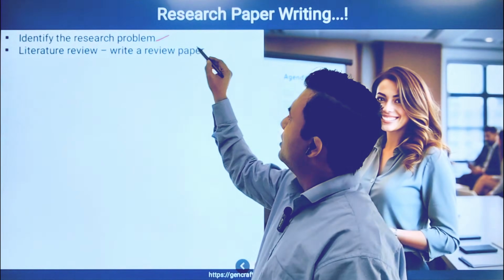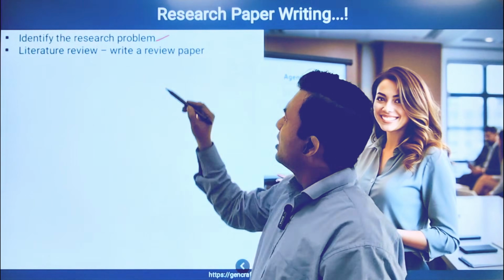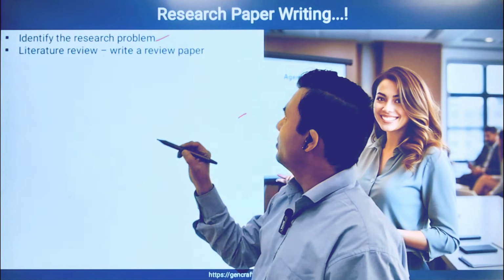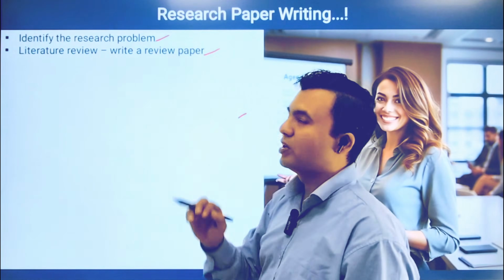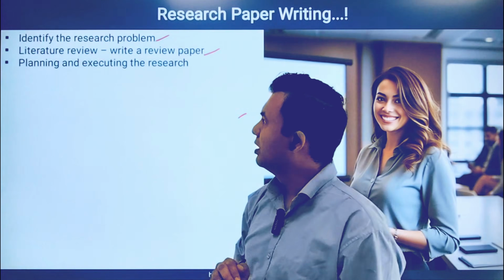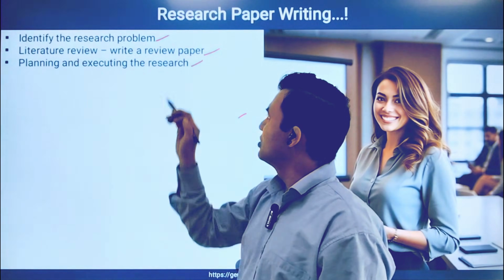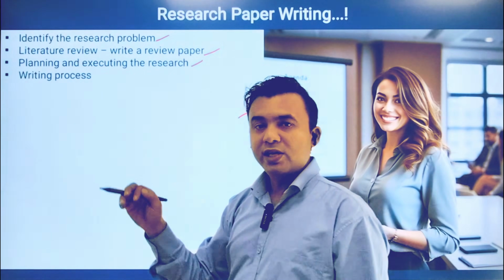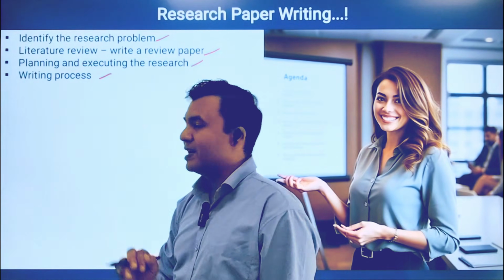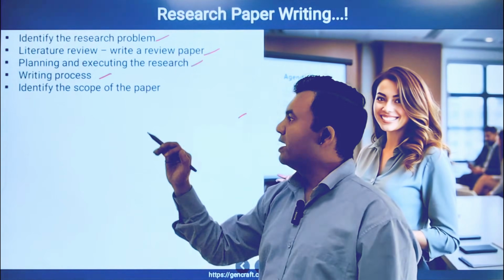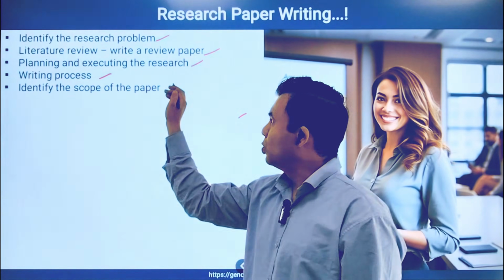What is the role of the literature review in writing a review paper or a research paper? We have a standalone section of literature review. How to plan and execute the research. What is the entire writing process? How to identify the scope of the paper.